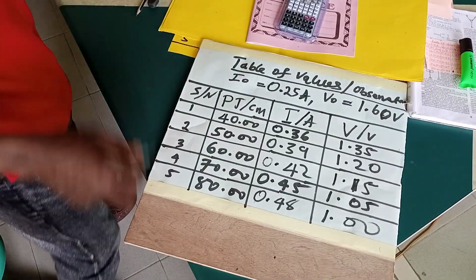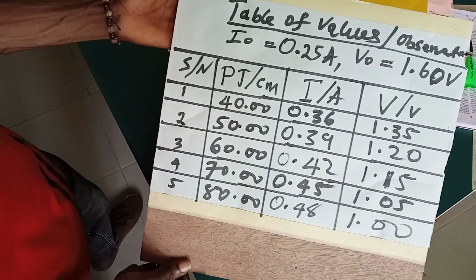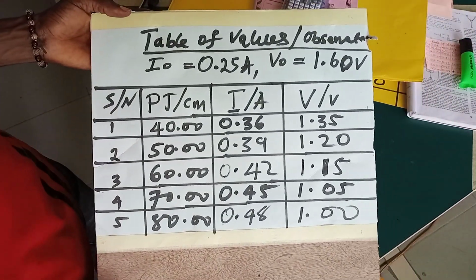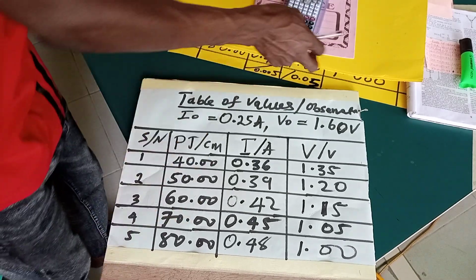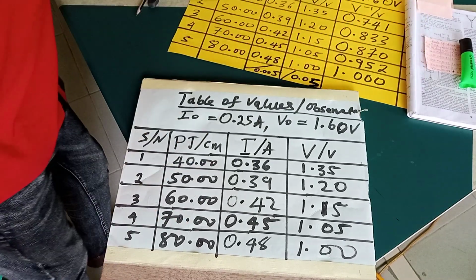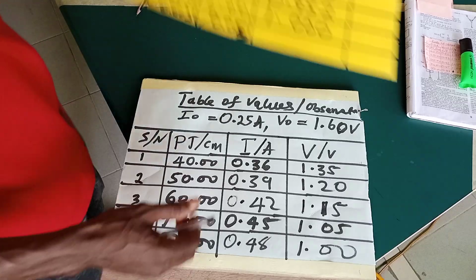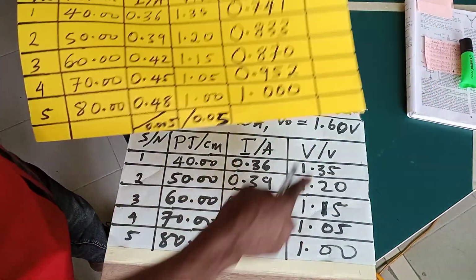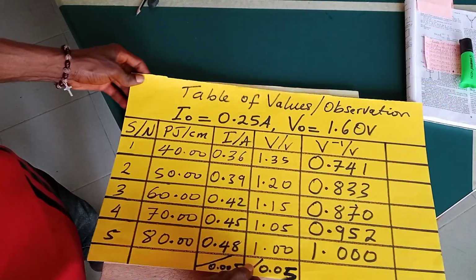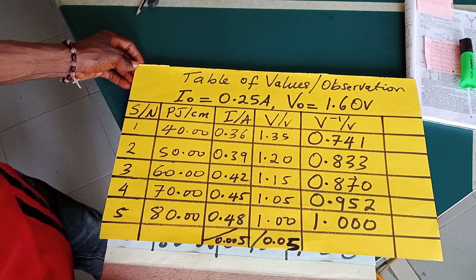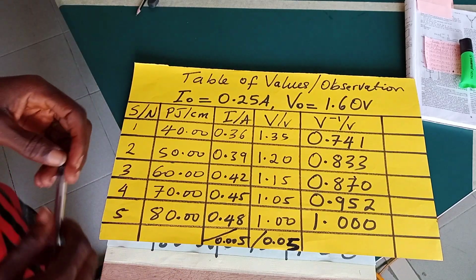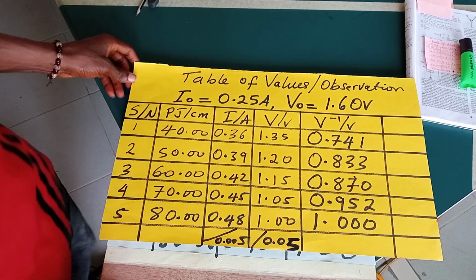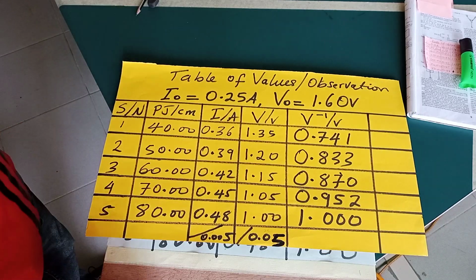And this was the table of values we generated in the experiment. However, I did something new in today's video. I tried to add another column, that is the V inverse column. Whenever you are preparing for any exams, you have to prepare in both ways, so that if the examiners want to twist the question, you'll be able to stand your ground.